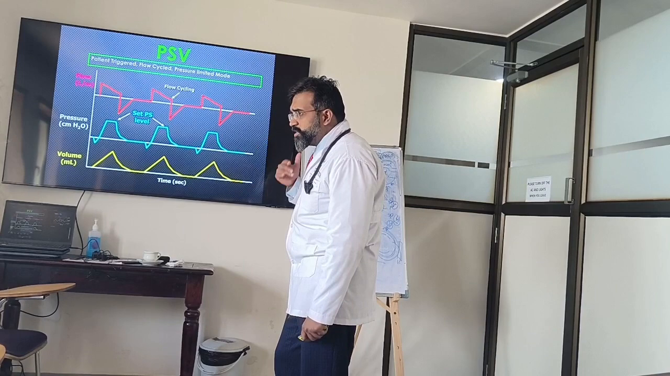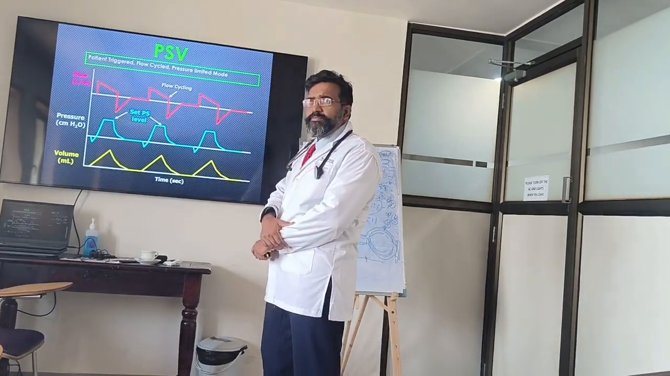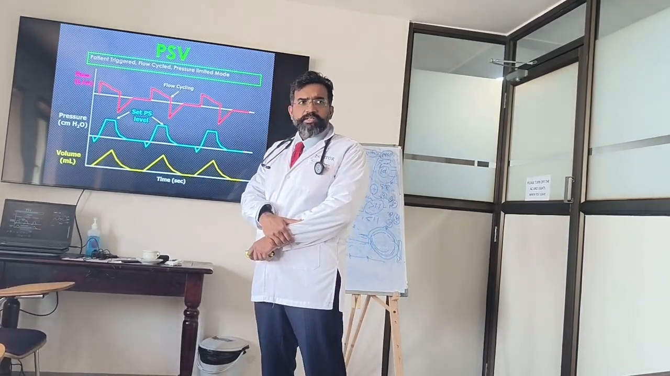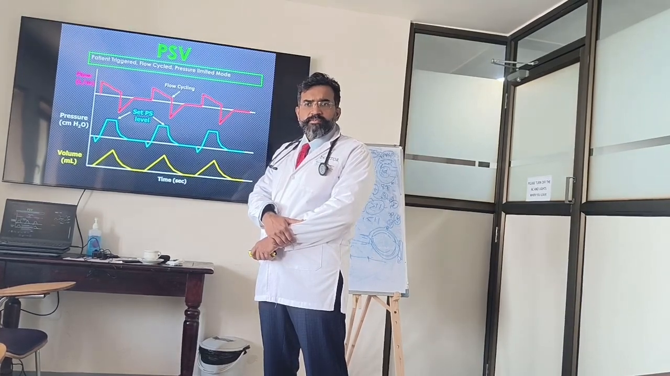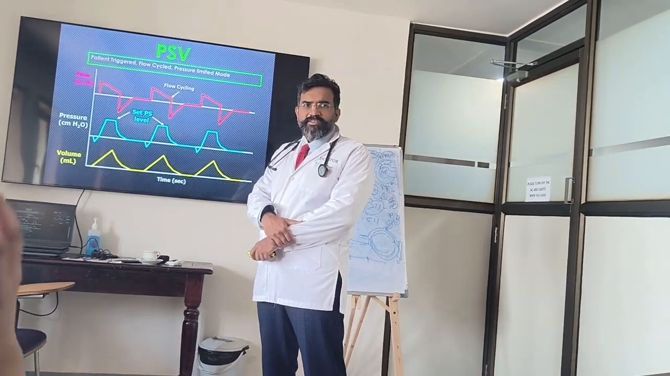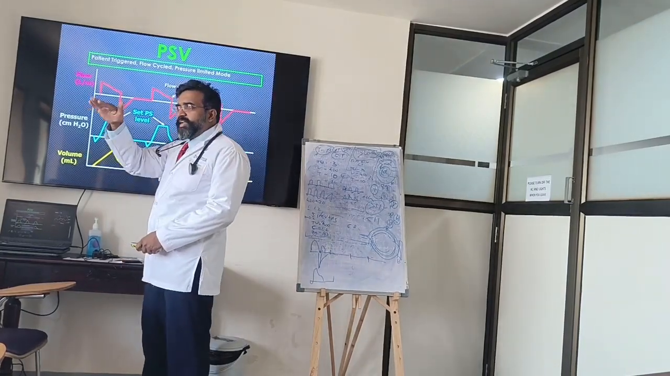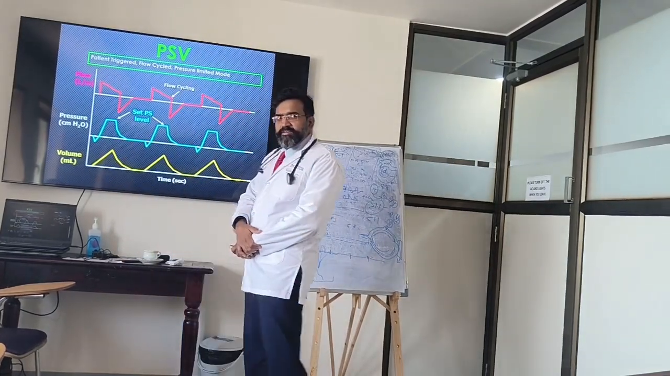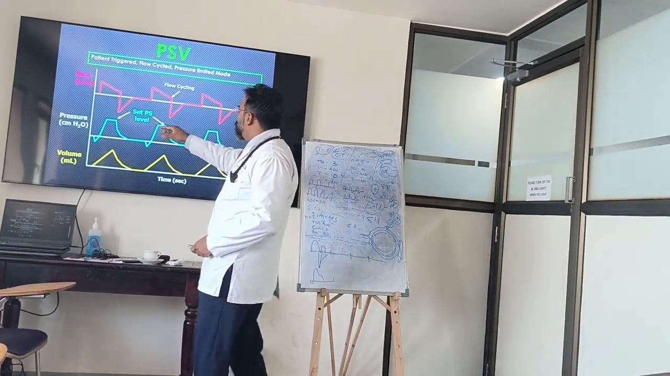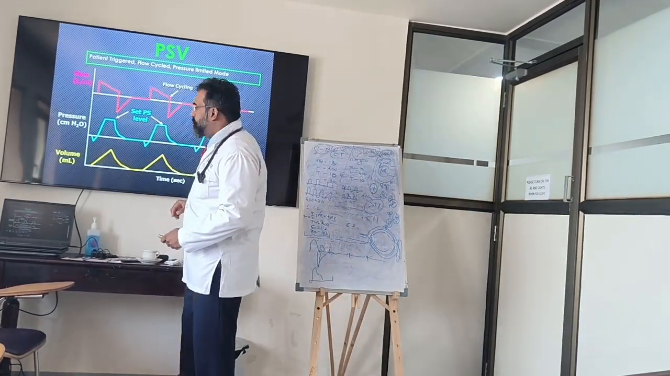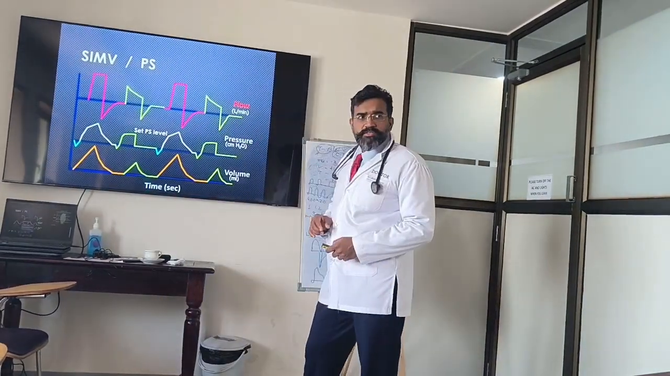Okay. So what is this? What is the trigger here? Patient trigger. What is the limit? Pressure. You have set the pressure, no? You have set the pressure here. So you are limited at that pressure. And cycling? Flow. Because here you see the flow is getting cut off. Clear? Clear on this?